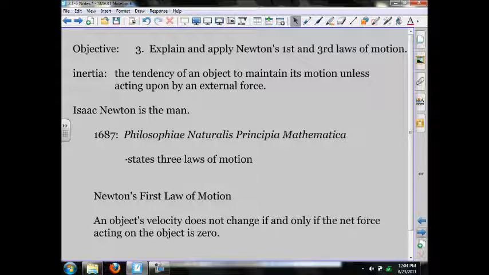Right? If we don't have an external force, therefore velocity won't change. The net force acting on the object will be zero. An object at rest will remain at rest. An object in motion will maintain its motion until acted on by a force.